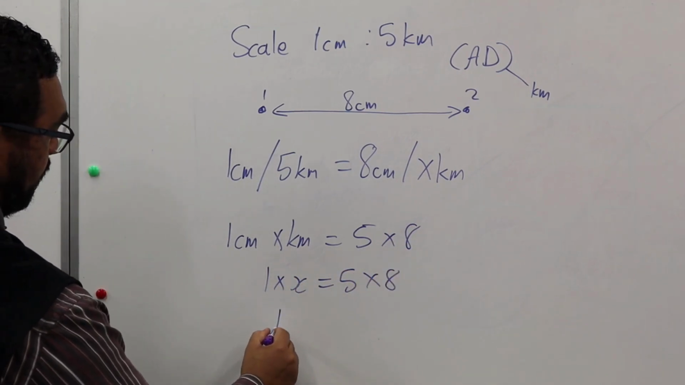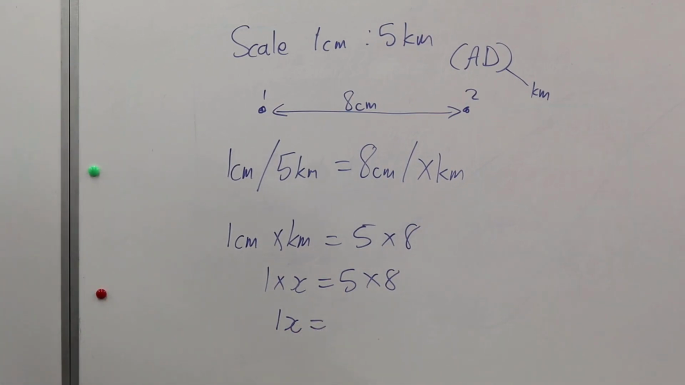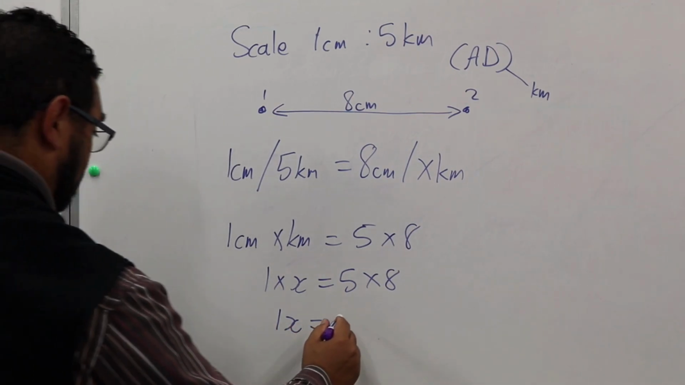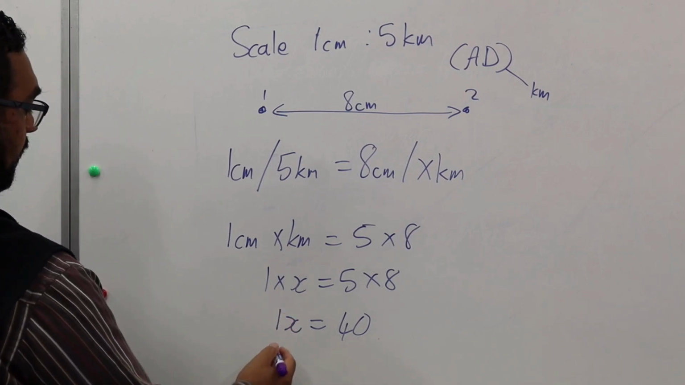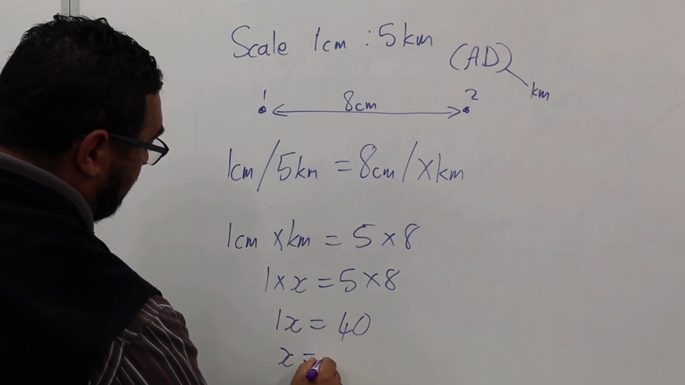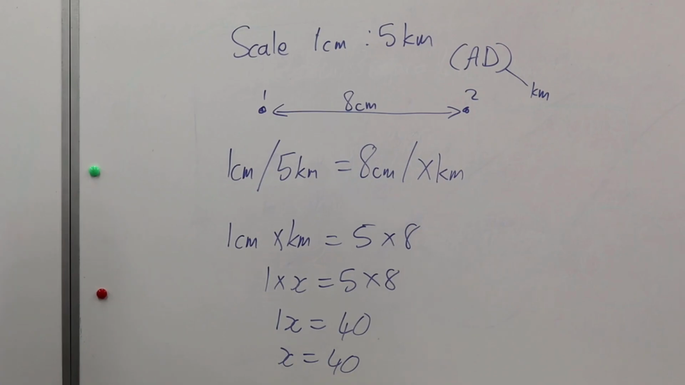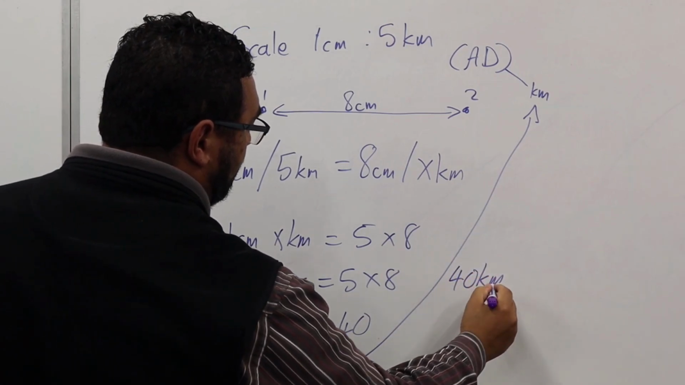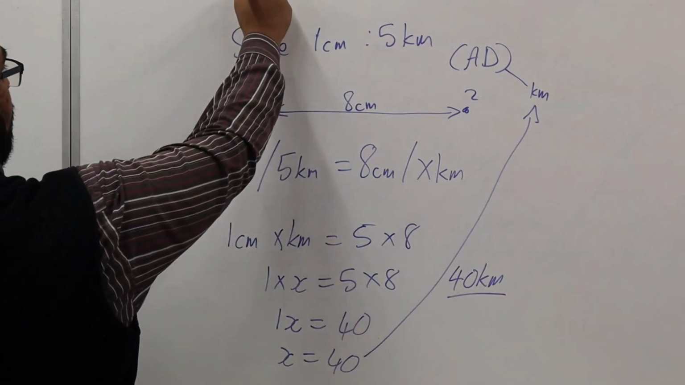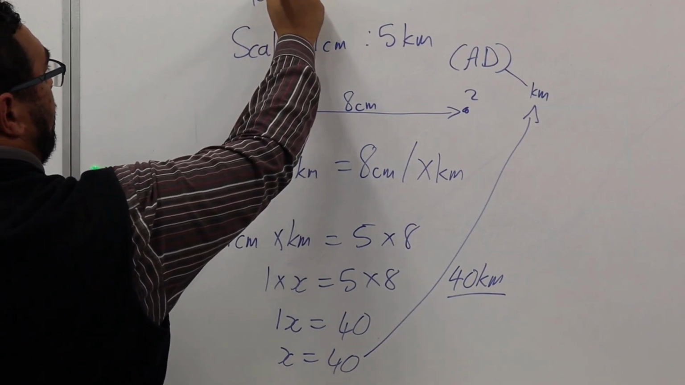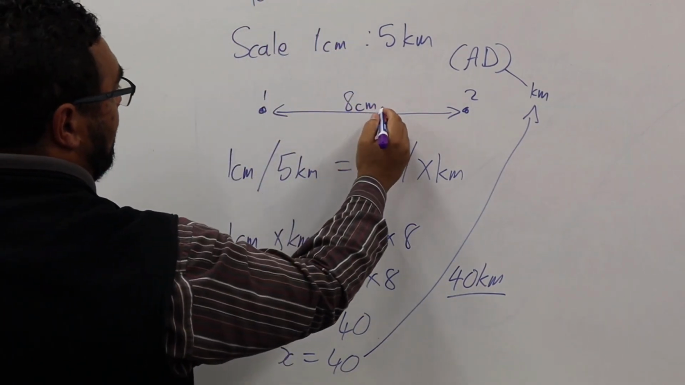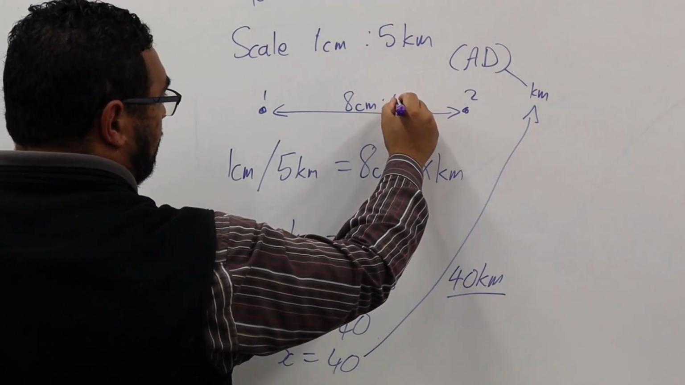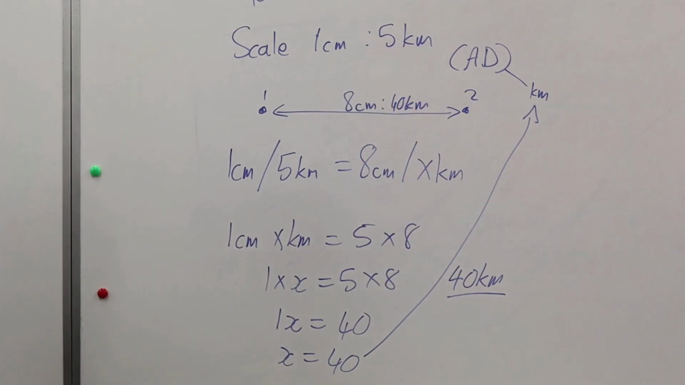And what does that leave us with? 1x equals 5 times 8, that is 40. Now obviously, if it's 1x, it's really just x equals 40. But 40 what? We are looking for kilometers. So that answer is 40 kilometers. So where 1 centimeter equals 5 kilometers, this 8 centimeters is going to equal 40 kilometers as the actual distance.